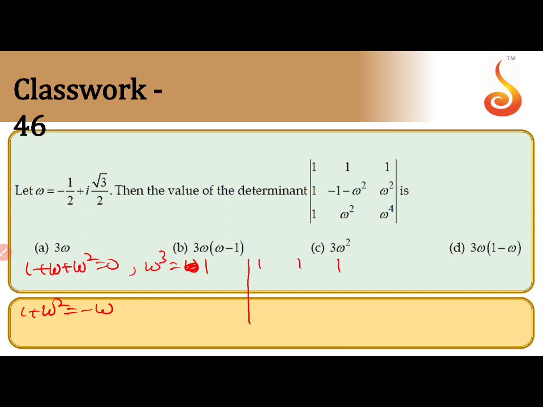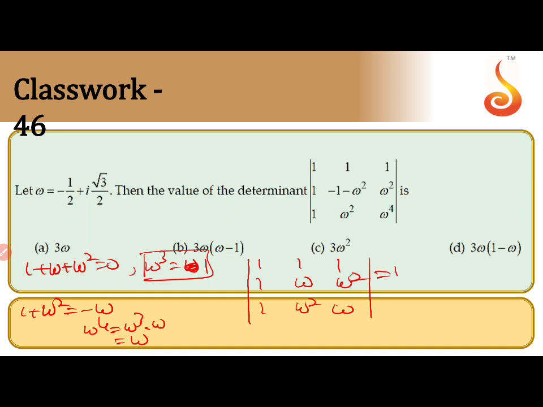So the determinant becomes 1, 1, 1; 1, 1 + omega square minus 1... which is minus omega, plus omega; and 1, omega square, omega power 4. Omega cube is 1, so omega power 4 is omega cube into omega, that is omega. Now find the value of the determinant to get the answer.